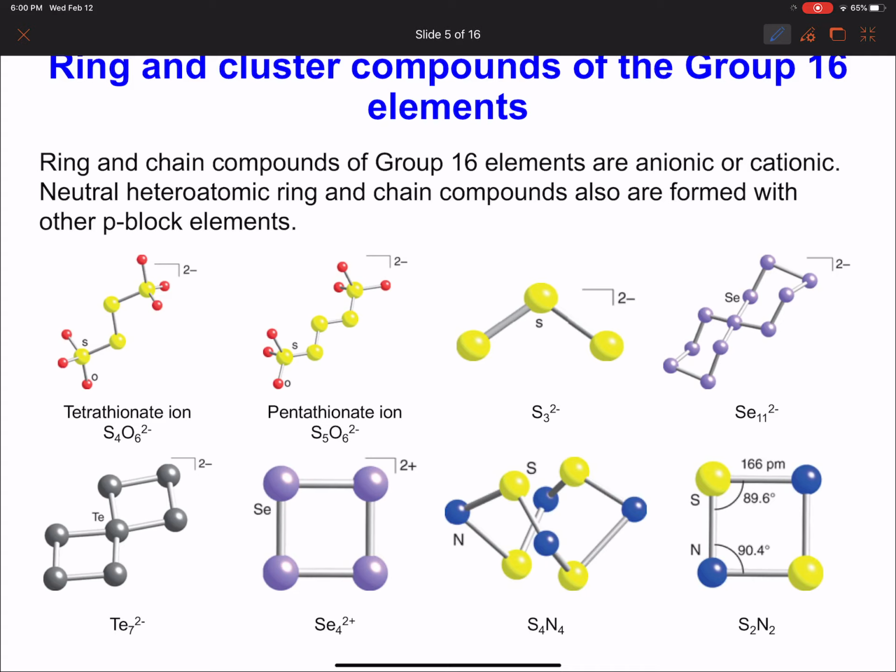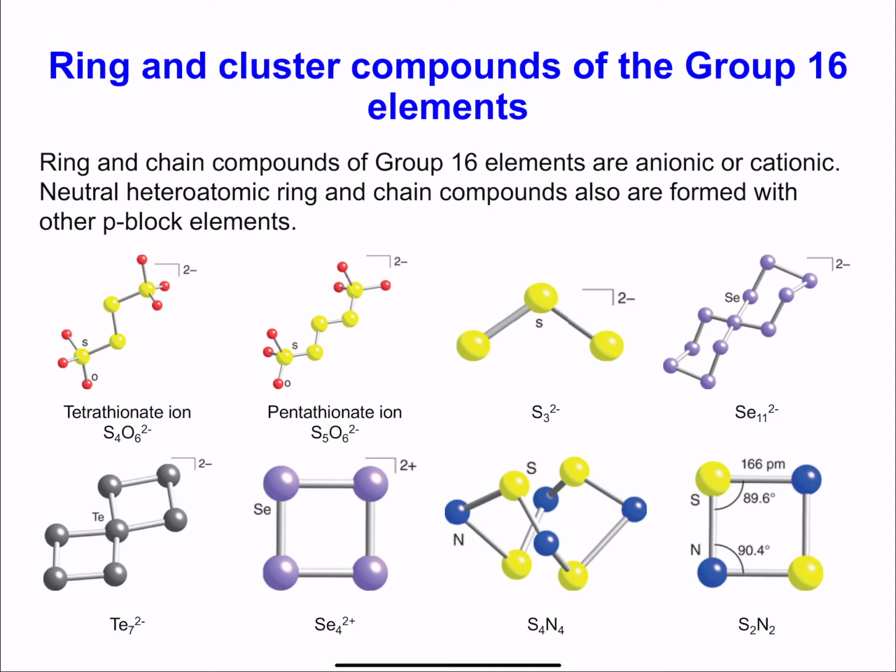Then let's talk about the common representative compounds for group 16. Besides binary compounds, group 16 forms ring type and chain type compounds, cluster compounds, anionic and cationic, and also neutral heteroatomic ring compounds. So then let's look at these examples.